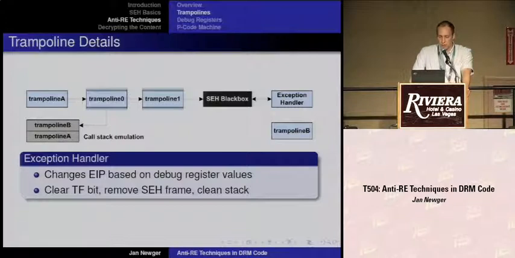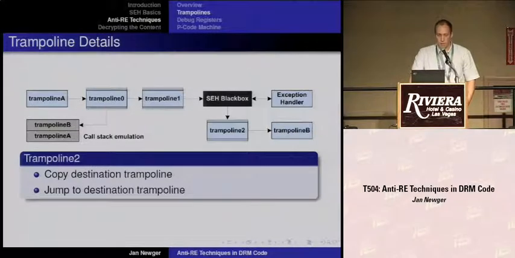And so the exception handler now carries out all the logic which is involved in the return and call emulation. What it basically does is change the instruction pointer based on the debug register values, and again it clears the trap flag bit, removes the SEH frame, and cleans up the stack. And finally, execution resumes at Trampoline 2, which in turn copies the destination trampoline and jumps to it. So what we saw here is the mechanism which is used to emulate a call between A and B.